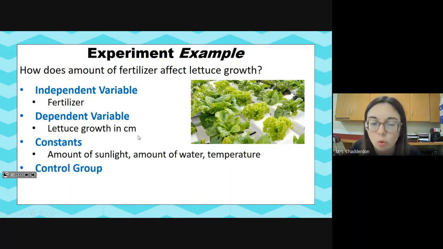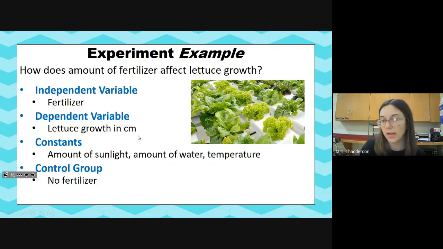What would be a control group? Now, a control group gets no treatment or no independent variable. So we would have a group that does not get any fertilizer, and that would be our control group for us to really know, does the fertilizer affect the growth?